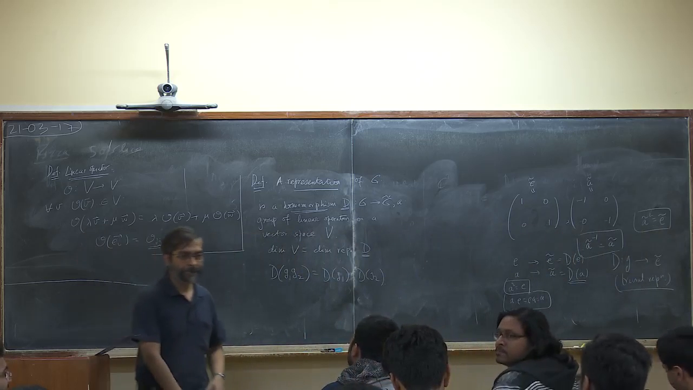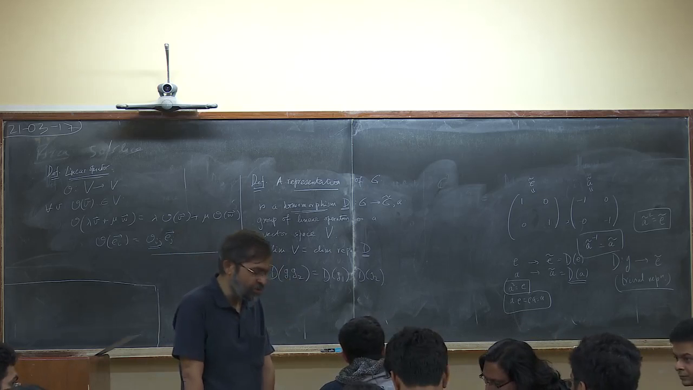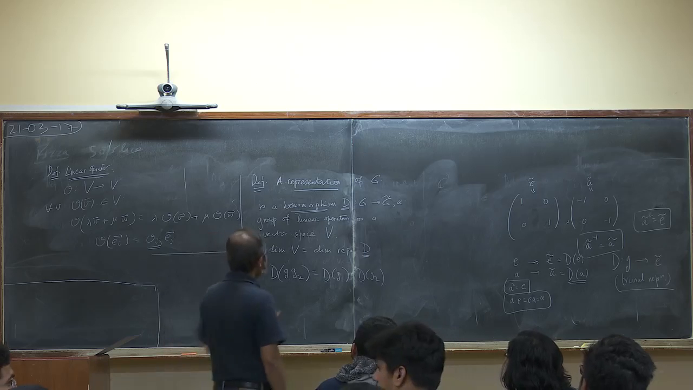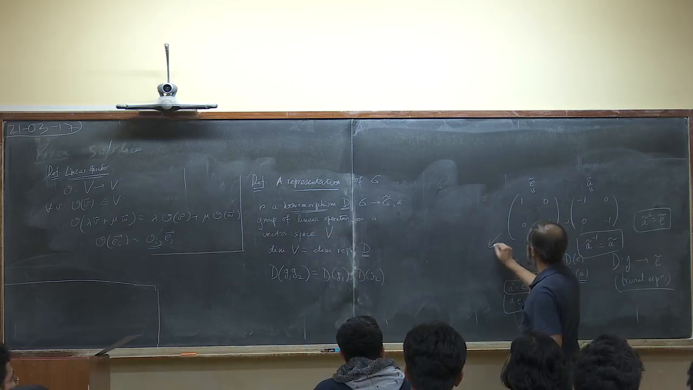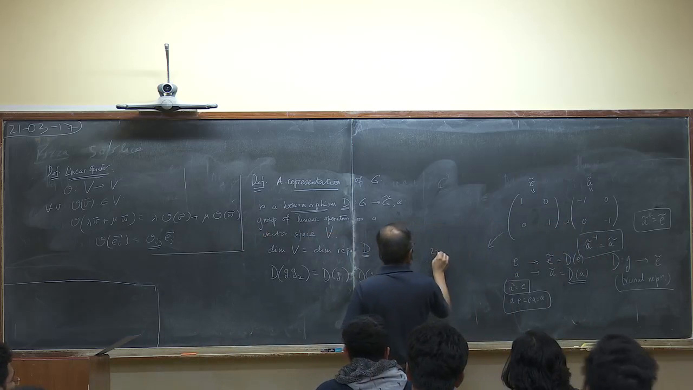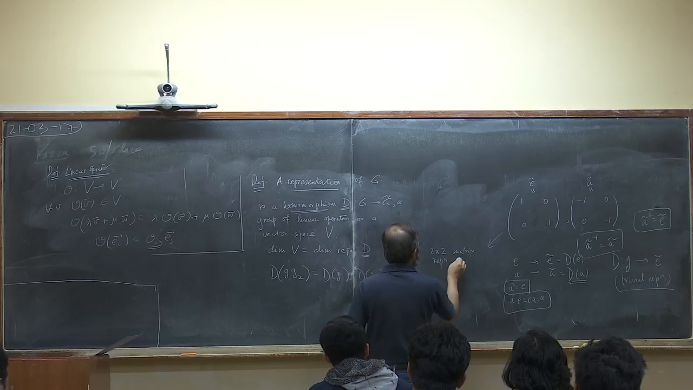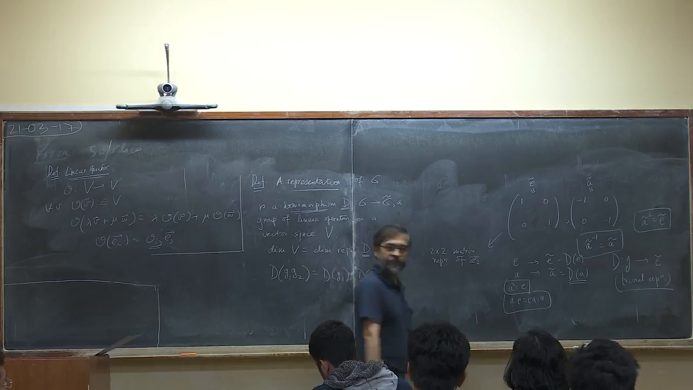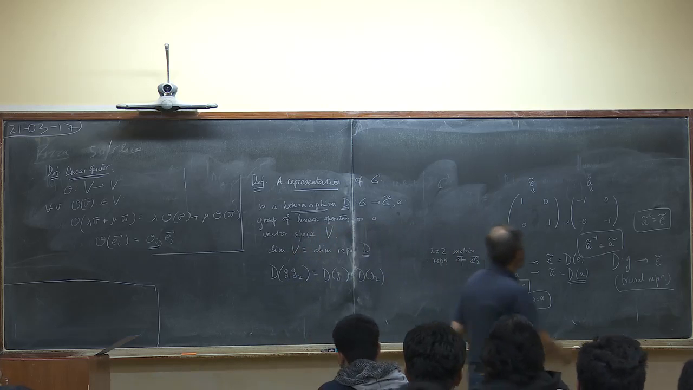Yes. So the dimension of the representation is the number of elements in the vector. Everything is mapped in. An n-dimensional representation means n by n matrices. Here, this provides one 2 by 2 matrix representation of Z2. Okay? Let me have another one.